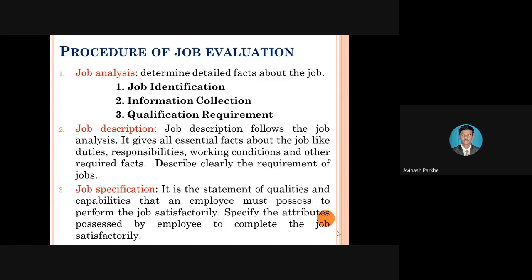In job identification, you will get all the information from the organizational charts, or whatever production process or operation process is available. Through this process, you will get the job identification and the detailed information. The second is information collection. To get that information, we implement different types of questionnaires. Some standard questions are there, we have to ask those standard questions, and through these questions you will get all types of information.